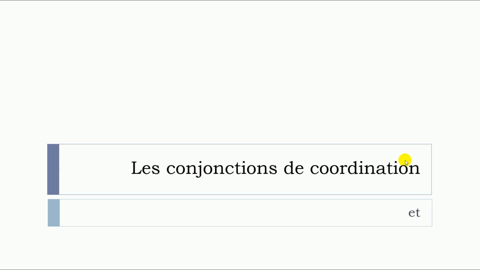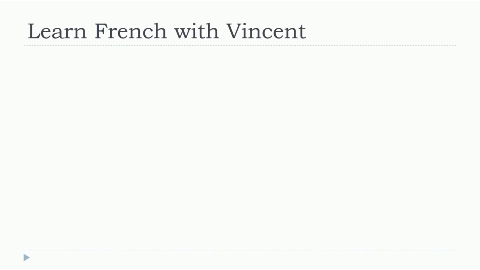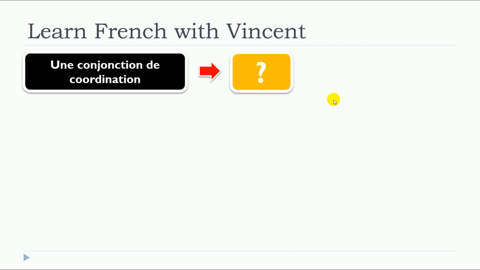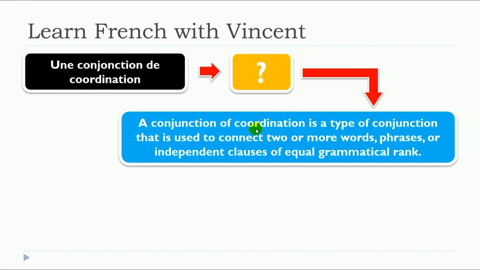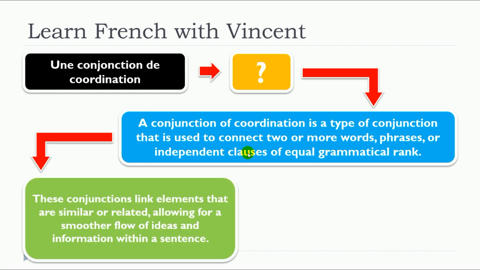In this lesson, we will see together les conjonctions de coordination, but more precisely, et. So the question is, what is une conjonction de coordination? A conjunction of coordination is a type of conjunction that is used to connect two or more words, phrases, or independent clauses of equal grammatical rank. So we use them to connect two or more words, phrases, or independent clauses.